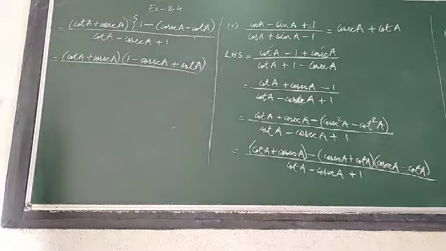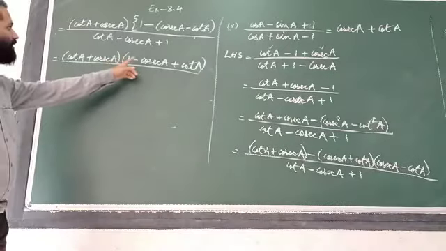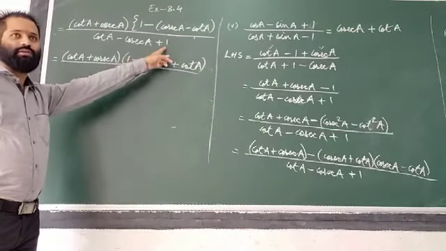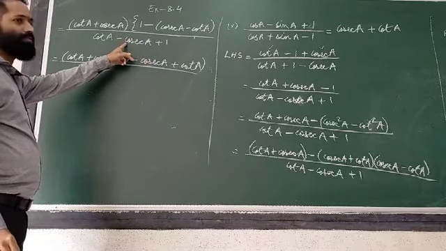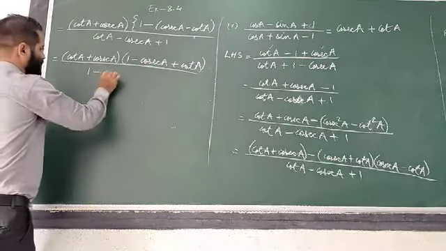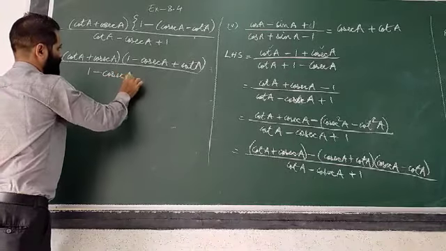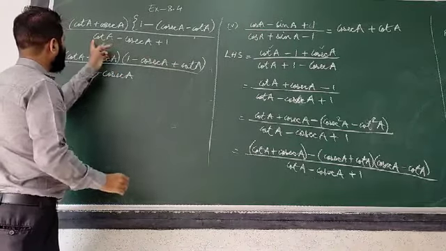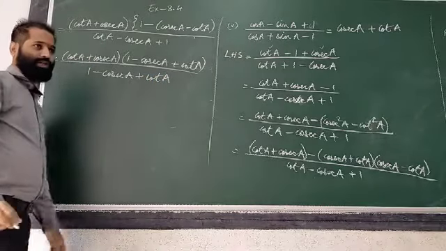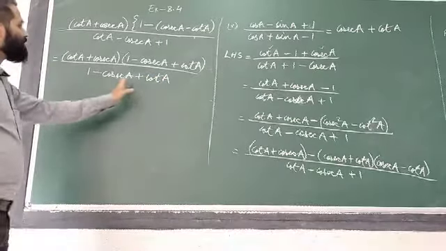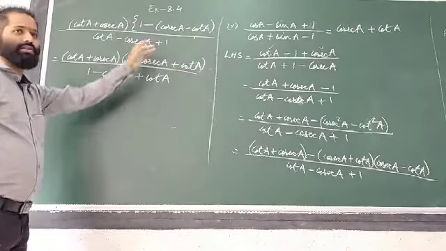No. Now we are having 1. In the denominator we are having 1. I'll write 1. We are having minus cosec A. We are having minus cosec A. We are having plus cot. So this is plus cot. Is it clear or not? Okay? Now this number and this number, they can be cancelled.